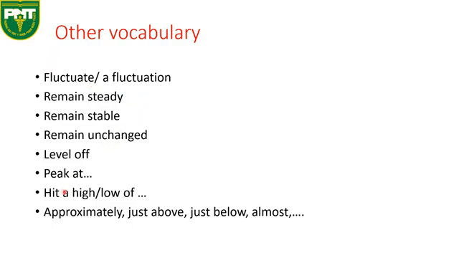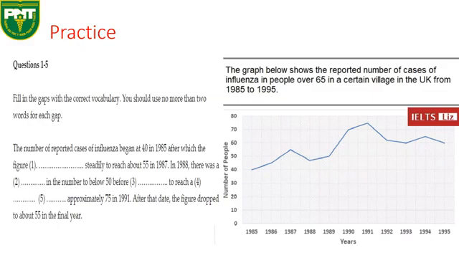Fluctuation, peak, and approximately, just above, just below, or almost, approximate words. Now let's move to the practice. Please fill in the gaps with the correct vocabulary. Should use no more than 2 words for each gap. This is one of the simplest line graph. Now please pause the recording for 5 minutes to complete this exercise.